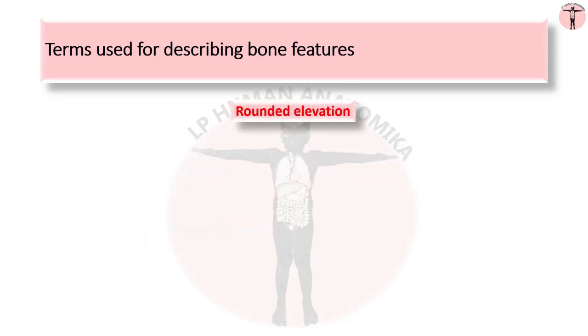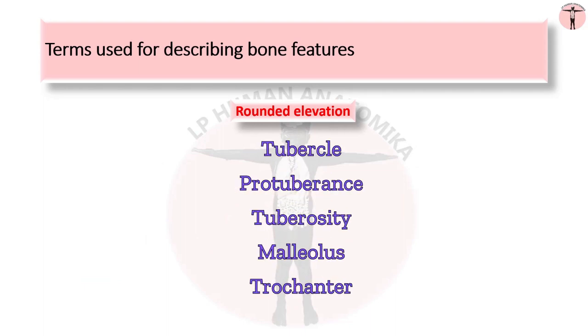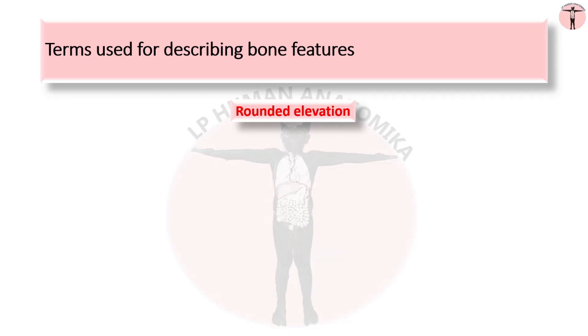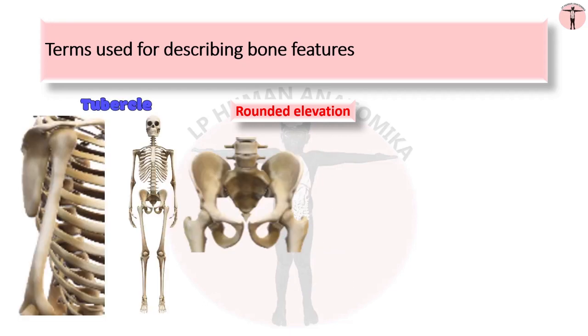Rounded elevation can be in the form of tubercle, protuberance, tuberosity, malleolus or trochanter depending upon the shape and size of the projection. The elevation exactly need not be rounded. Tubercle is a small rounded projection or bump on a bone. It is a type of protuberance that is often used as a point of attachment for muscles, tendons or ligaments like pubic tubercle, greater and lesser tubercle of humerus.